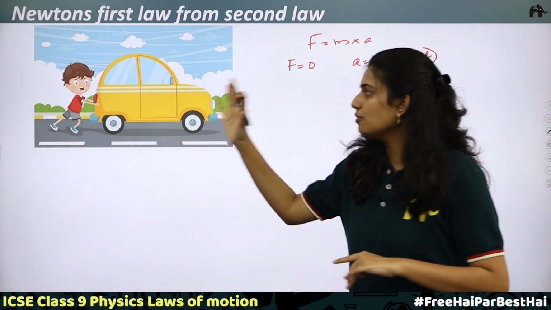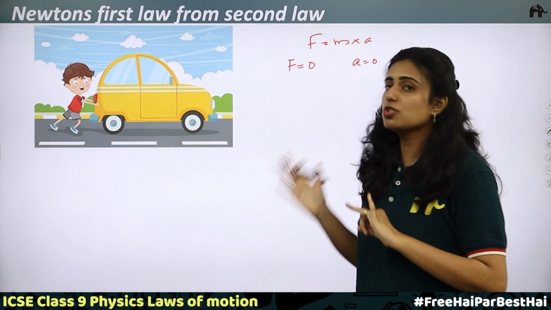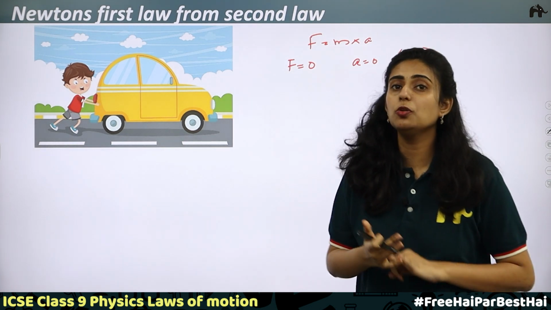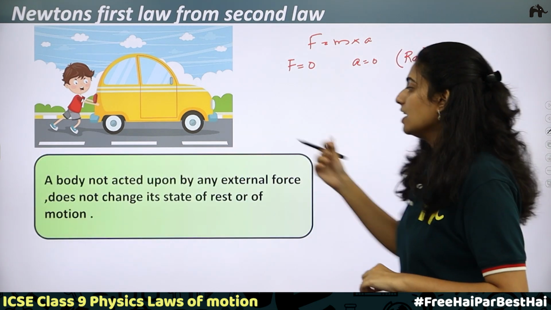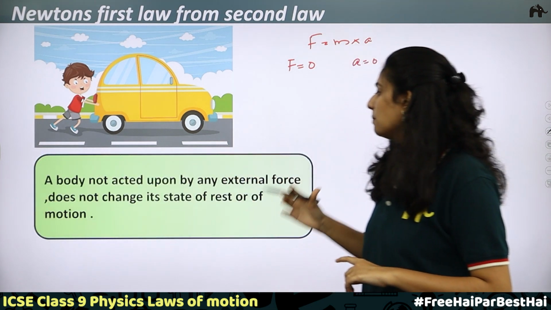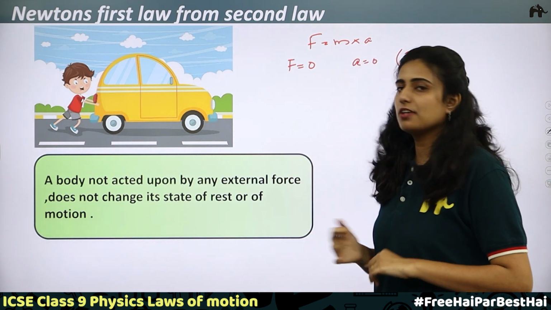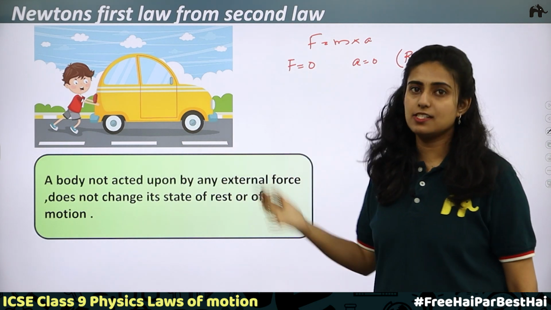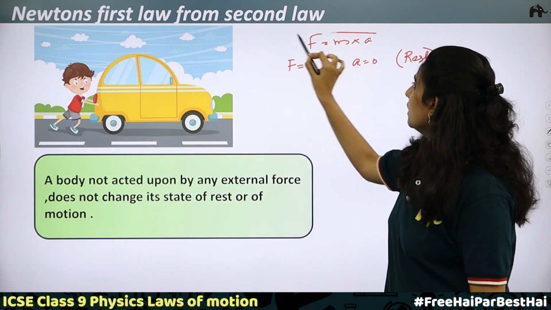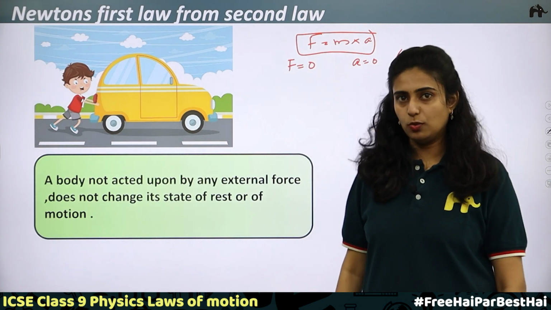So here, if no force is applied, the body will remain at rest or the body in motion will continue to be in motion with the same velocity. Clear? Okay, so a body not acted upon by any external force does not change its state of rest or of motion. So this is the statement of Newton's first law of motion. We have obtained Newton's first law of motion from Newton's second law of motion, F is equal to ma.